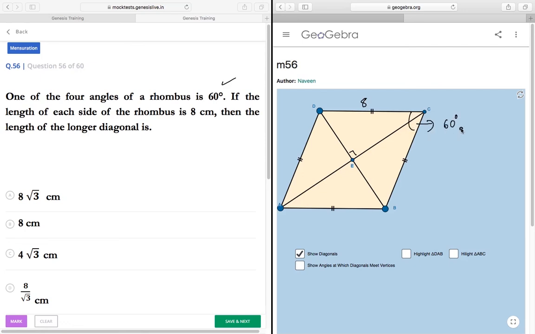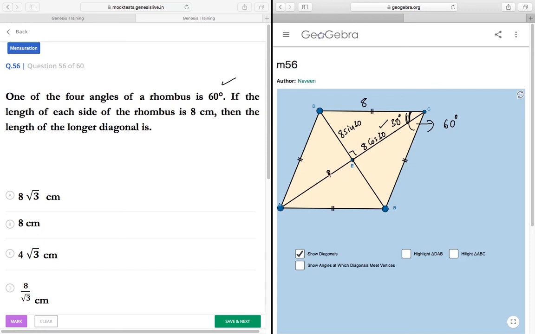If I assume this as 60 degrees, then we know that the diagonals bisect the angles. Okay, so this will be 30 degrees. If this is 30, that is this particular angle, then this length EC, that is half of one of the diagonals, will be nothing but 8 cos 30, and similarly this one will be 8 sin 30. So which is bigger, 8 cos 30 or 8 sin 30? Sin 30 is 1 by 2, cos 30 is root 3 by 2. Definitely 8 cos 30 is bigger.